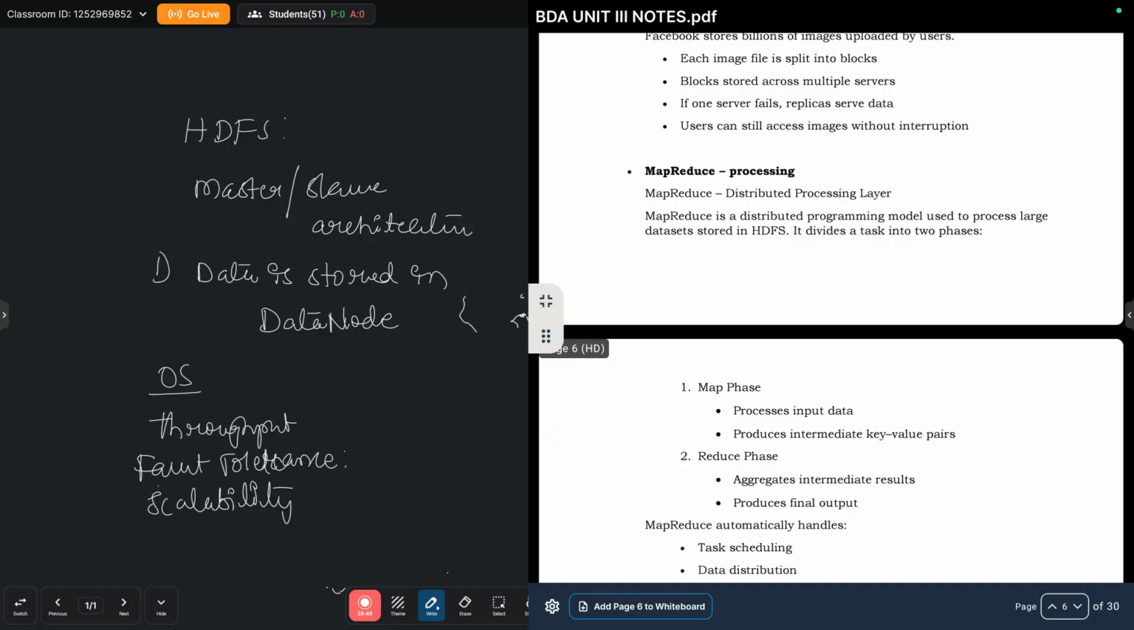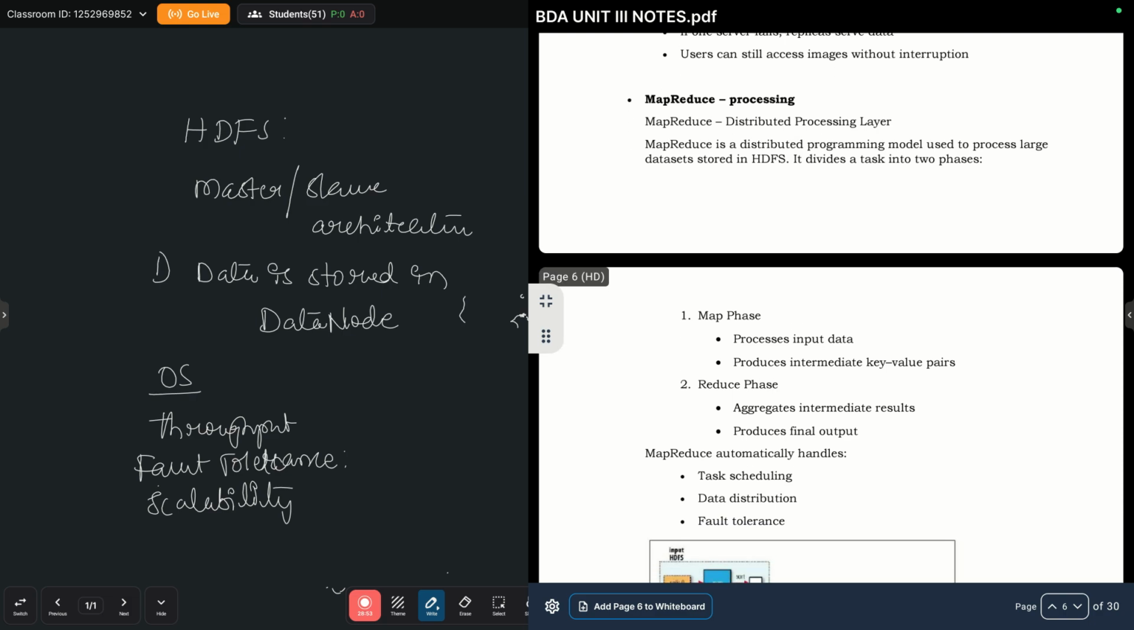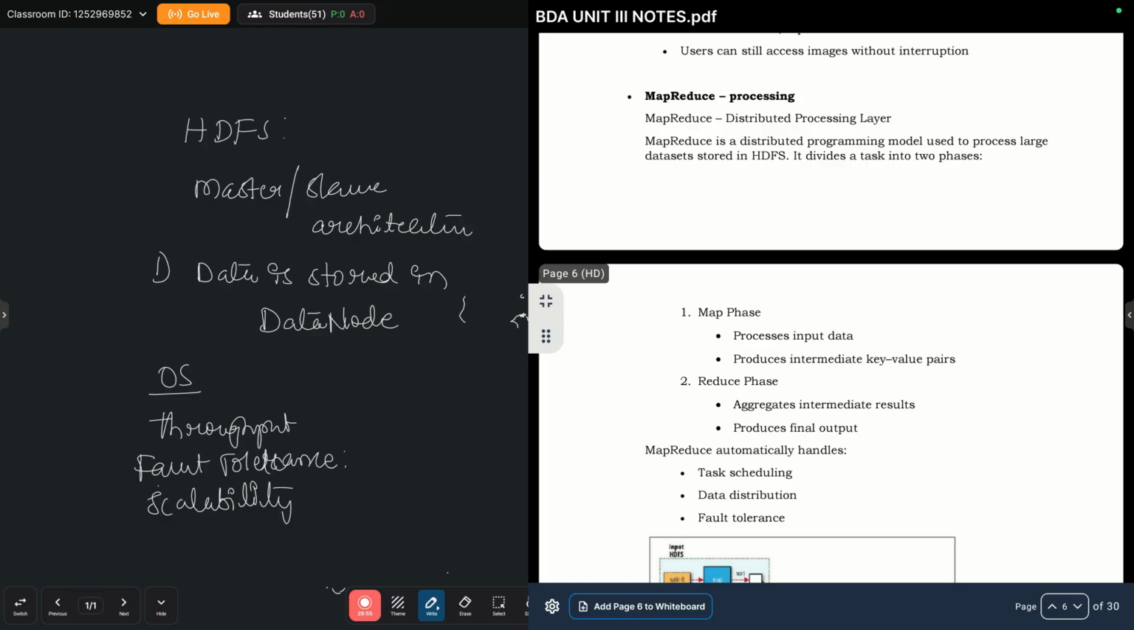The blocks are stored across multiple systems or servers, a cluster of computers. If one server fails, if one data node fails, replicas are available so that we can retrieve the data. So users can still access images without interruption, because we are storing data in a distributed manner. Next module is Cassandra, a NoSQL database management system.